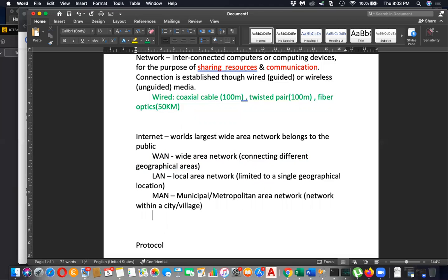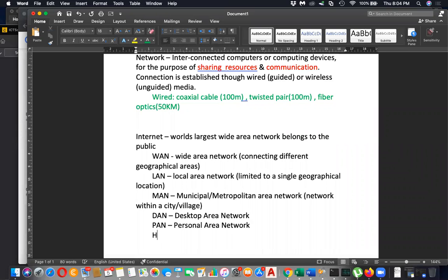In addition to that, you have some other networks like DAN, or Desktop Area Network. That means a network within your desktop. You can just connect two laptops, keeping them on your desktop. It is called DAN, Desktop Area Network. You have PAN, Personal Area Network, which means you can connect your mobile phone with another mobile phone, or connect your mobile phone with a computer. That is called a personal area network.